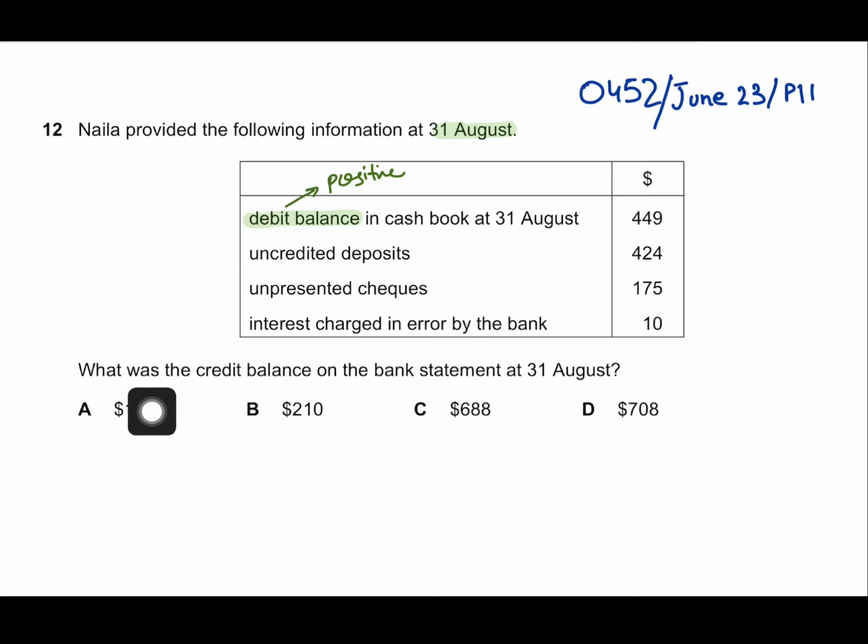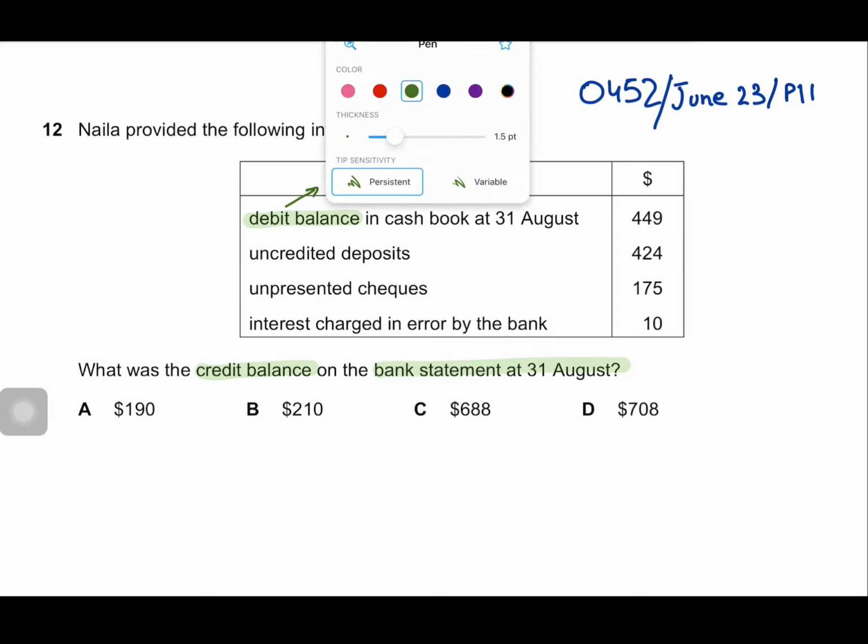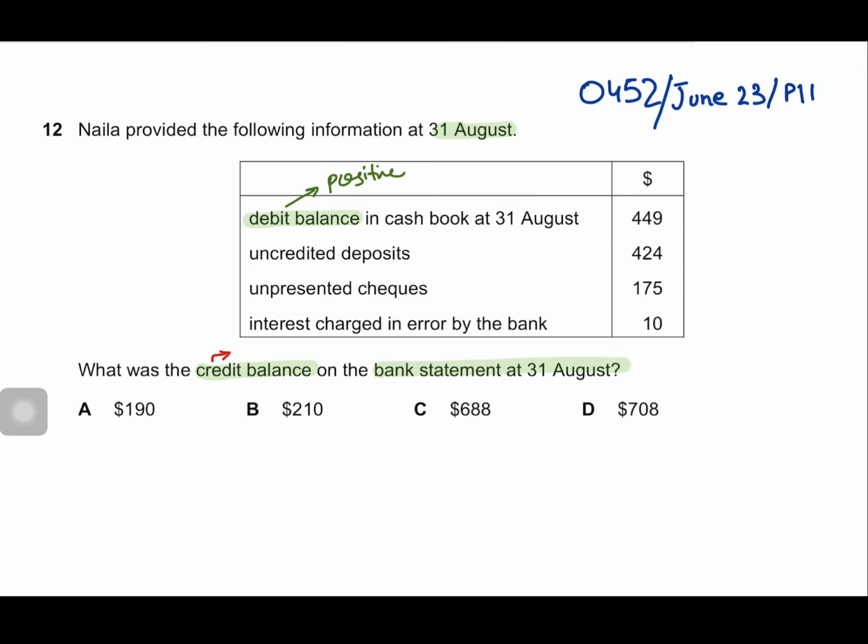The question is, what was the credit balance on the bank statement at 31st August? Credit balance means positive balance or negative balance? Credit balance in cash book means negative, credit balance in bank statement means a positive balance. So whatever the answer will be, it has to be positive. And in this question we have to find out the bank statement balance because that is not given to us. Now we know how we do this.